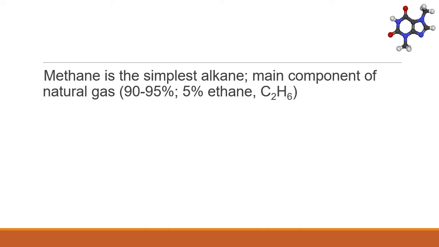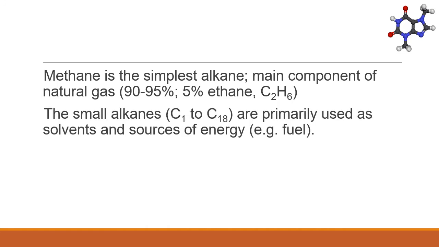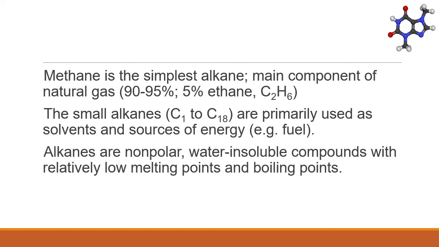Methane is the simplest alkane. It is the main component of natural gas. The smallest alkanes, those from 1 carbon up to 18 carbon atoms, are primarily used as solvents and sources of energy. Alkanes are nonpolar, water-insoluble compounds with relatively low melting points and boiling points.